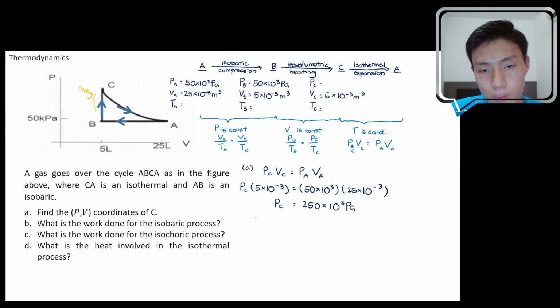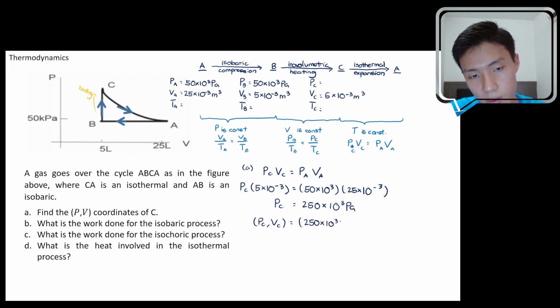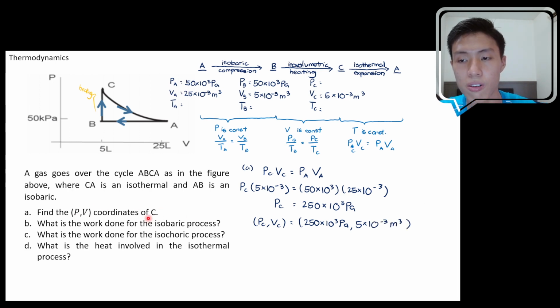So if you want to find the PV coordinate at C, that will be PC VC. The coordinate will be 250 times 10 to the power 3 Pascal, that's the pressure. Then your volume C, you just copy from the table, 5 times 10 to the power of negative 3 meter cube. So this is your PV coordinate of C.